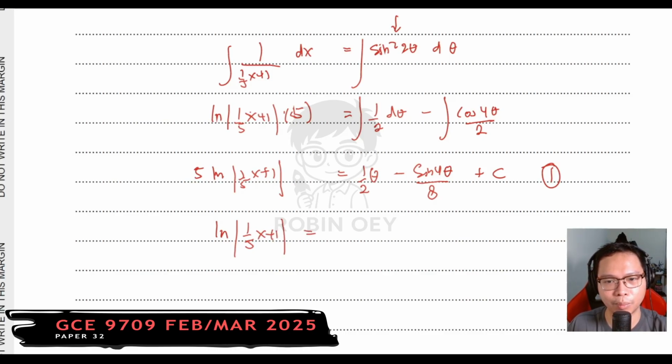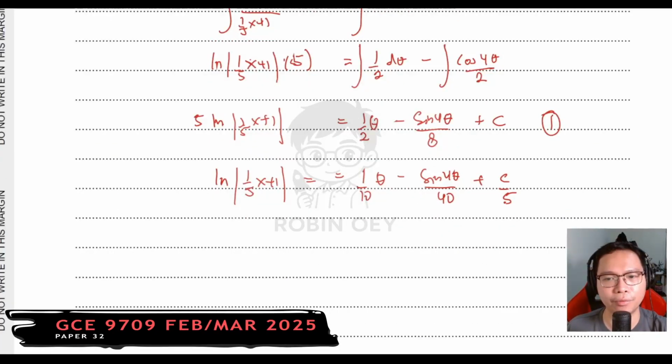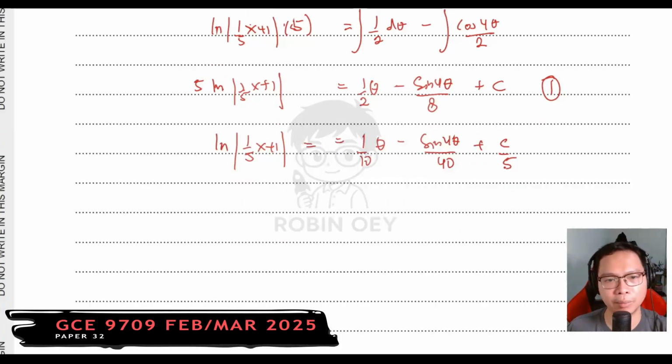Here I cross multiply. It will become 1 over 10 theta minus sin 4 theta over 40 plus c over 5. Okay, so this is the first part. Then the second part, because this is ln, to eliminate the ln, we need to change the right hand side into the Euler part.